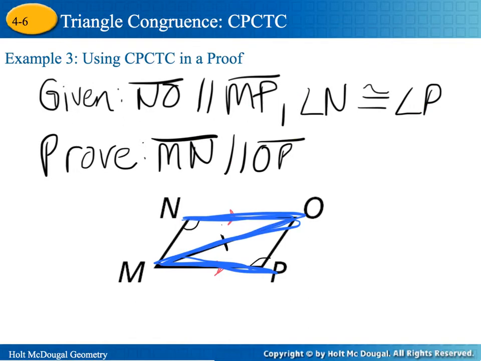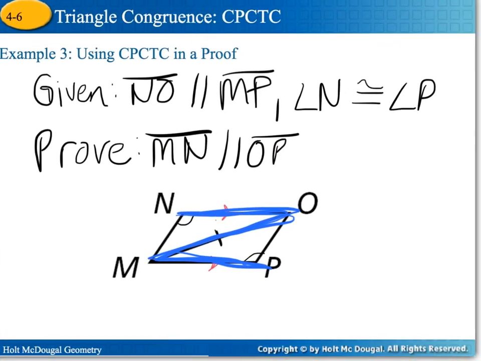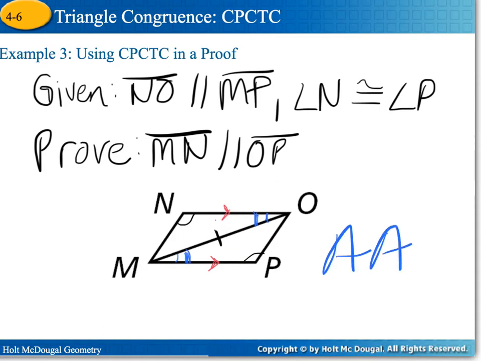So because of the alternate interior angles, because these lines are parallel, these angles are congruent. So I've got 2 sets of now congruent angles. We'll mark these with 2. So I've got angle, angle, side. So we're going to be using, in our proof, angle, angle, side.